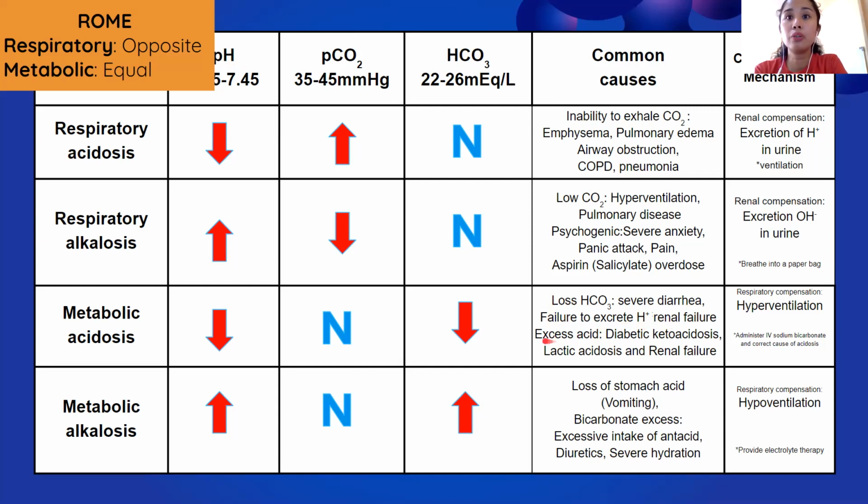What else? People who have excess acid in the body, like people who have diabetic ketoacidosis. Ma'am, when does diabetic ketoacidosis happen? In cases wherein your diabetes is unmanaged or untreated, you are not using insulin. So there are many ketones in your body, which is acidic. That's excess acid, so that's metabolic acidosis. So expect a decrease of bicarbonate and an increase of hydrogen ion. What else? Lactic acidosis and renal failure, wherein you cannot excrete hydrogen ion.